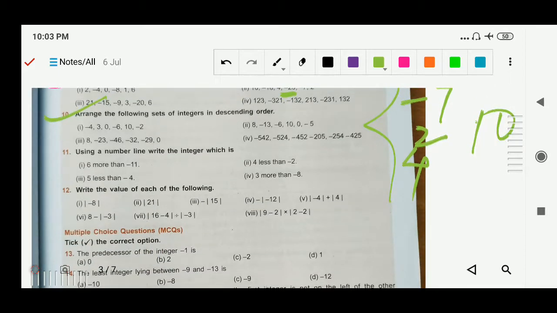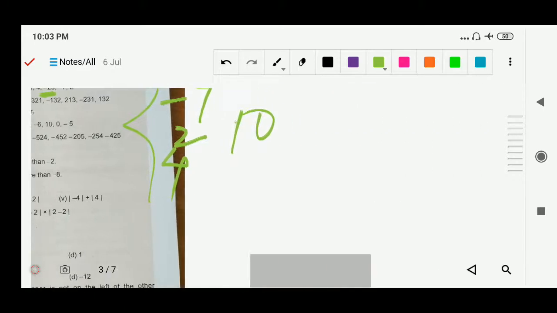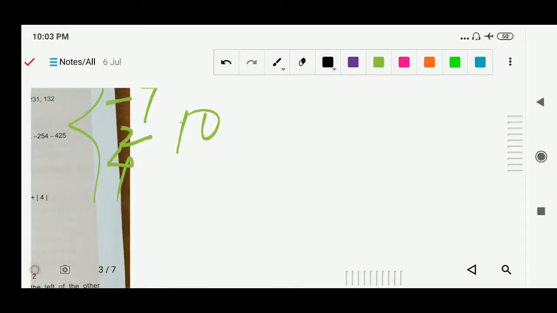Understood? Now number 11, using a number line write the integer which is 6 more than minus 11. So how can you do it? 6 more than minus 11. First of all I will solve this question on the number line. First of all I will draw a number line.